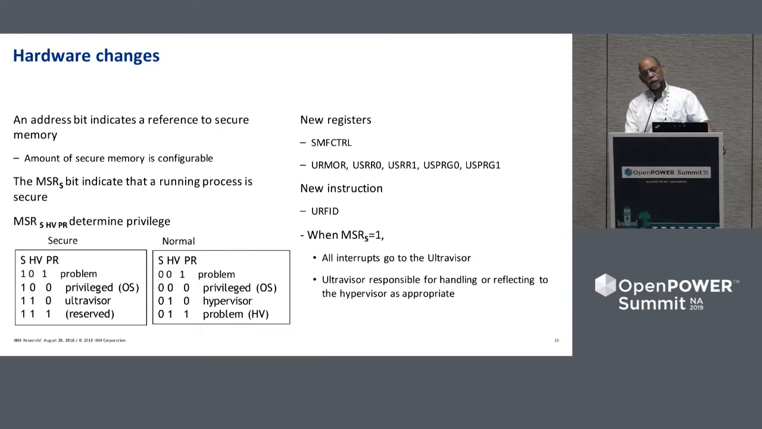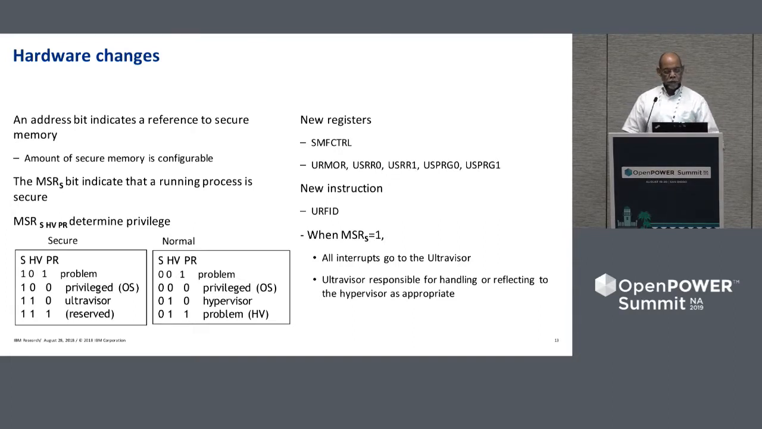We added another bit, or used up a previously reserved bit, in the MSR to indicate that a process is actually running secure. We now have 3 bits that determine the privilege of a processor. We add the S bit to the H bit and the PR bit, which previously determined the privilege of a processor. So if you're running secure, you can be in problem state, you can be in OS state, you can be in ultravisor state, or we have one configuration that's currently reserved.